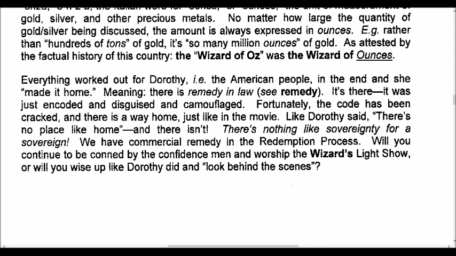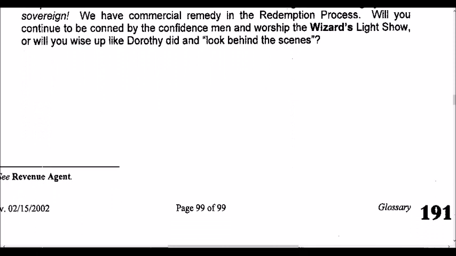Everything worked out for Dorothy, that is to say, the American people, in the end, and she made it home, meaning there is remedy in law. That's it. It was just encoded and disguised and camouflaged. Fortunately, the code has been cracked, and there is a way home, just like in the movie. Like Dorothy said, there's no place like home, and there isn't. There's nothing like sovereignty for a sovereign. You have commercial remedy in the redemption process. Will you continue to be conned by the confidence men and worship the wizard's light show? Or will you wise up like Dorothy did and look behind the scenes?